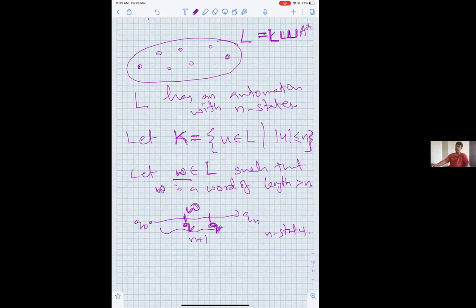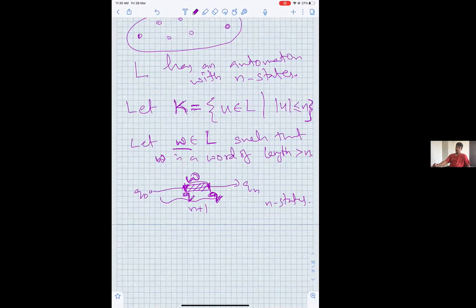I'm taking a word of length greater than n. I know that greater than n means that the run's length will be at least n plus 1. So there will be a state repeating in its run. It's a DFA I'm taking. So if I chop this portion of W off, I'll get a word which is smaller than n. Yeah, you're right. Essentially, we are getting the automaton by chopping out all the loops, self loops. Exactly.